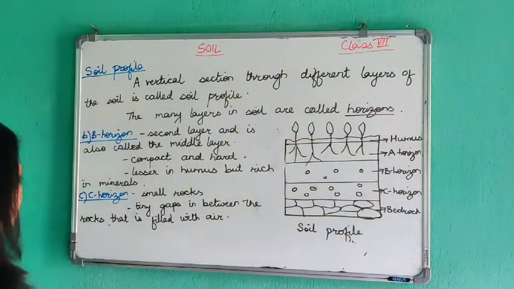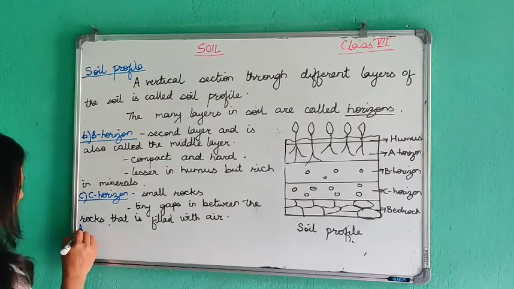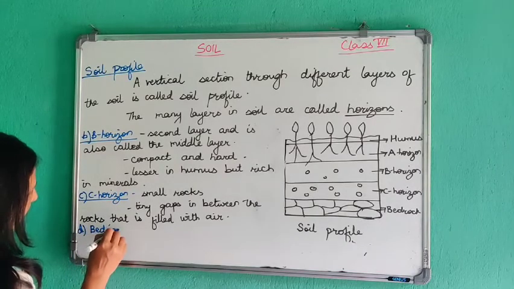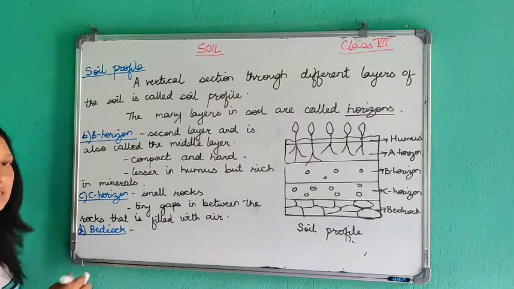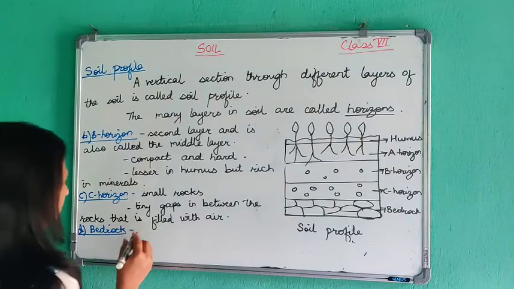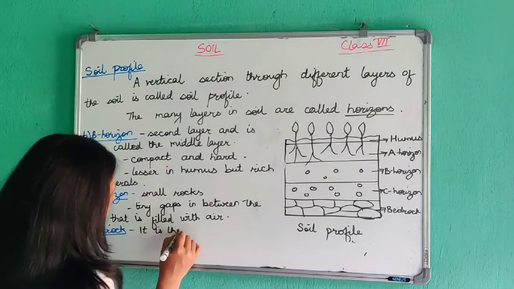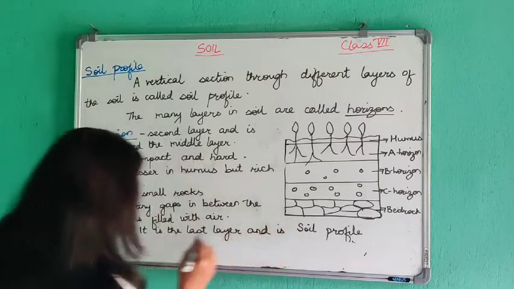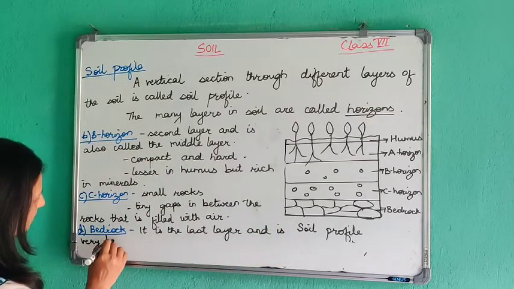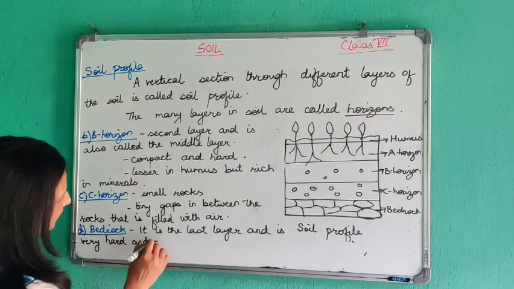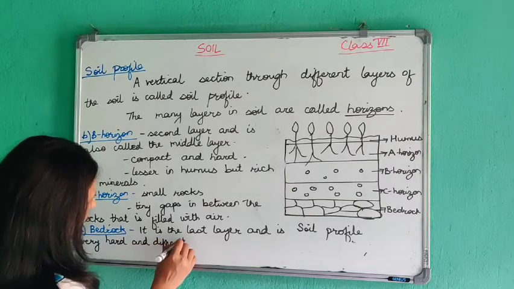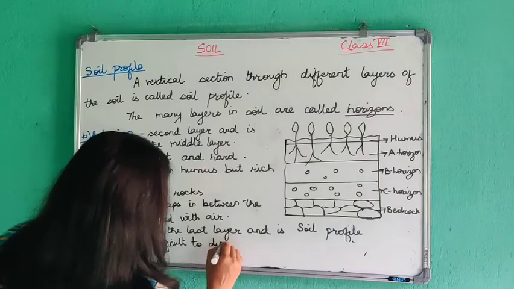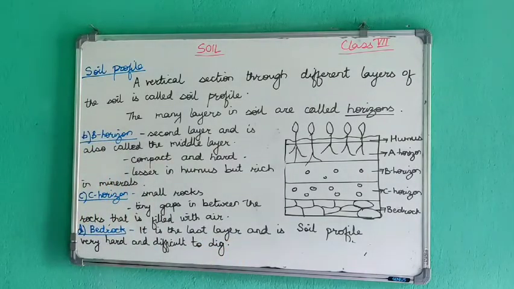Okay, and last layer, that is the bedrock. नामै त बेड रक, मुनिको बेड अनि रक बेसी ढुङ्गाले भरिएको. Okay, it is the last layer and is very hard. एकदमै कडा हुन्छ, ठुलो ढुङ्गाले बनिएको हुन्छ. Very hard and difficult to dig with a spade. Difficult to dig, खन्नु चाहिँ एकदमै साह्रो पर्छ. Okay, so these are the different layers that is present in soil.